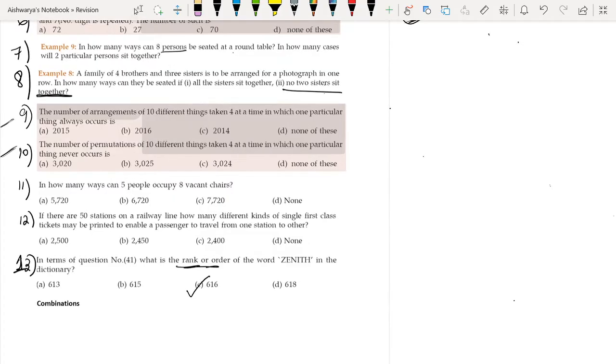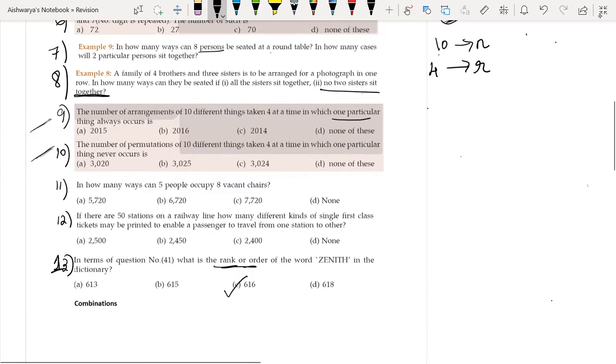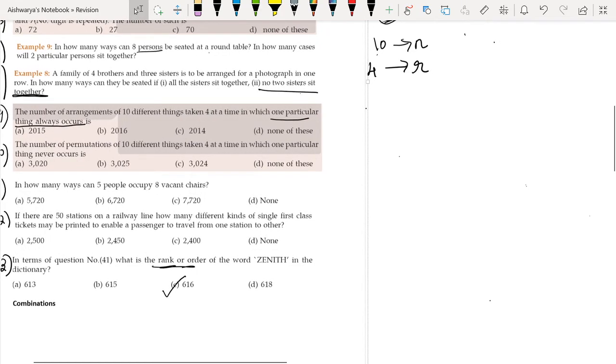So the question says there are 10 different things. So n is 10. You're going to take out 4. So R value is 4. One particular thing always occurs. So what it means is, out of 10, one object should always be there in every one of your arrangements. So there is no question of this particular object being missed out. So underline one particular thing always occurs. Instead of introducing a new formula to you, there are formulas available for 9th and the 10th. One particular thing always occurs and one particular thing never occurs. So instead of introducing a formula, what I can tell you is, without a formula, how do we do it?